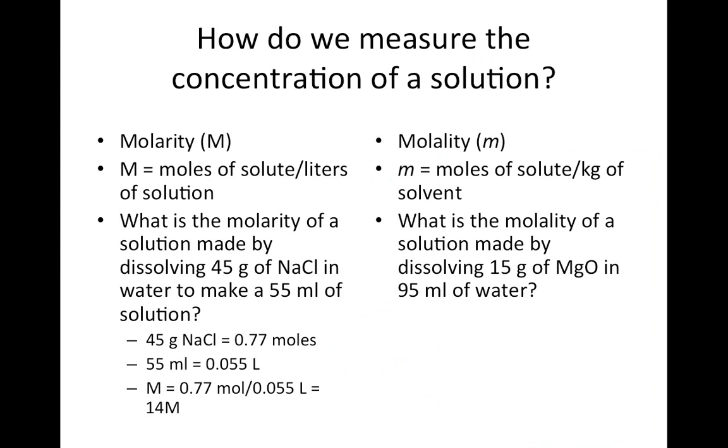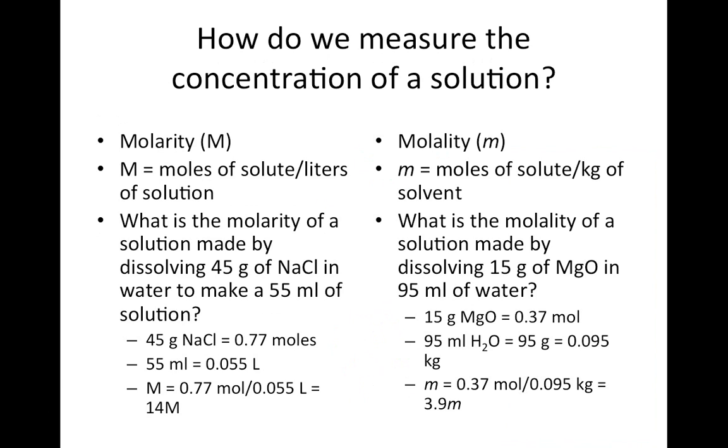Similarly to the molarity problem we solved a minute ago, we need to figure out the moles of solute. 15 grams of magnesium oxide is 0.37 moles. The next step is to figure out the kilograms of solvent, which in this case is water. Because we know the density of water is 1 gram per milliliter, 95 milliliters of water is equal to 95 grams, which is equal to 0.095 kilograms. Dividing the moles of solute by kilograms of solvent, we find the molality to be 3.9 molal.